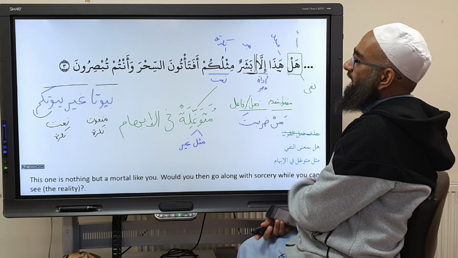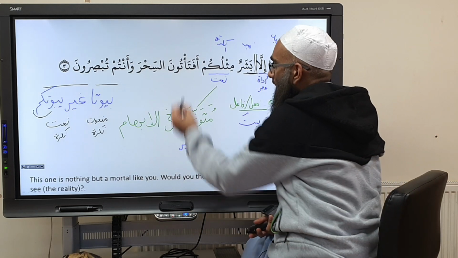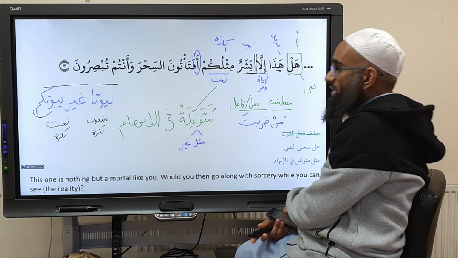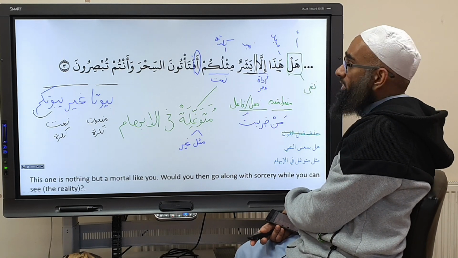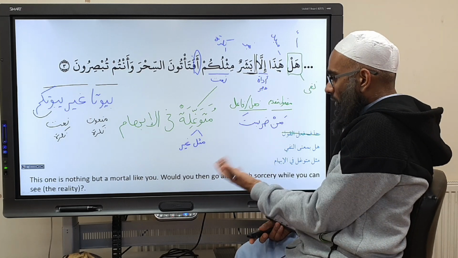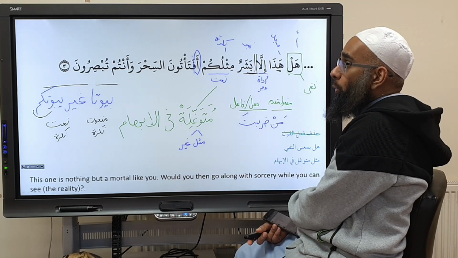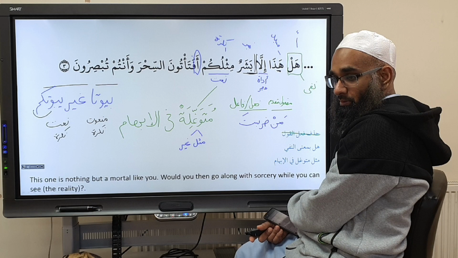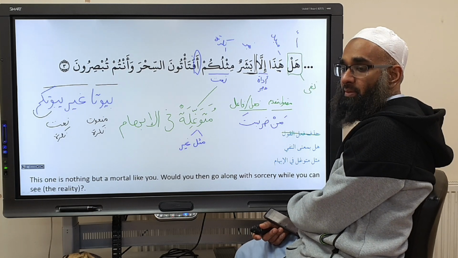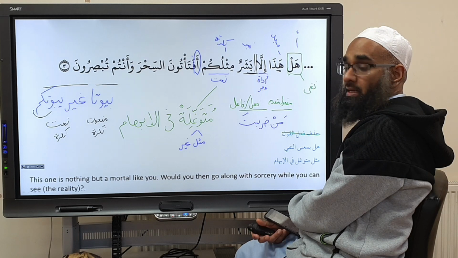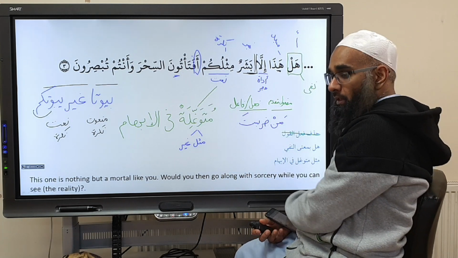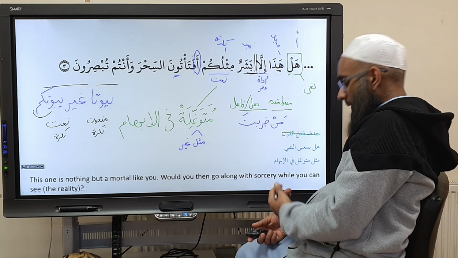Right. And afatatuna as-sihra. I told you before, the hamzatul istifham comes even before the harful atf. Fa is for atf and the hamzatul istifham. So will you come to magic? Will you go along with sorcery? Wa antum, what kind of wow is this? Haliya. Wow haliya, and antum tubsirun is a jumla ismiya, fi mahalli nasb, the hal of the wow in there. Any question before we move on?